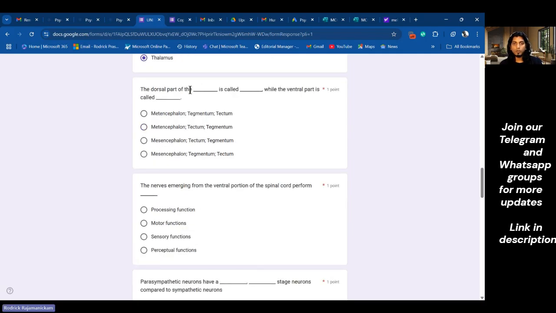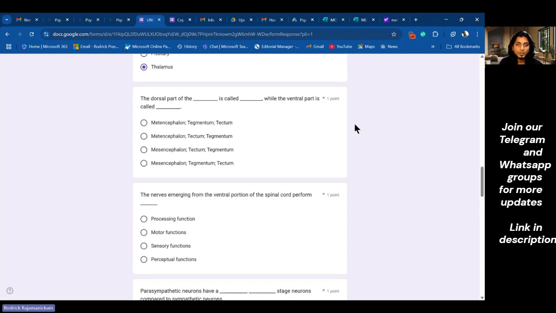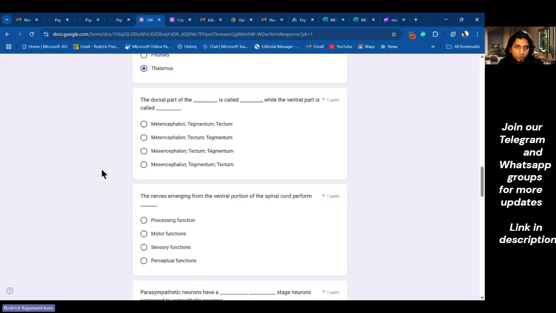So the dorsal part of dash is called dash, while the ventral part is called dash. Okay, there's so many dashes. I should not have put it. Even I'm confused right now. Dorsal part of dash is called dash. Okay, we have tectum, tegmentum.